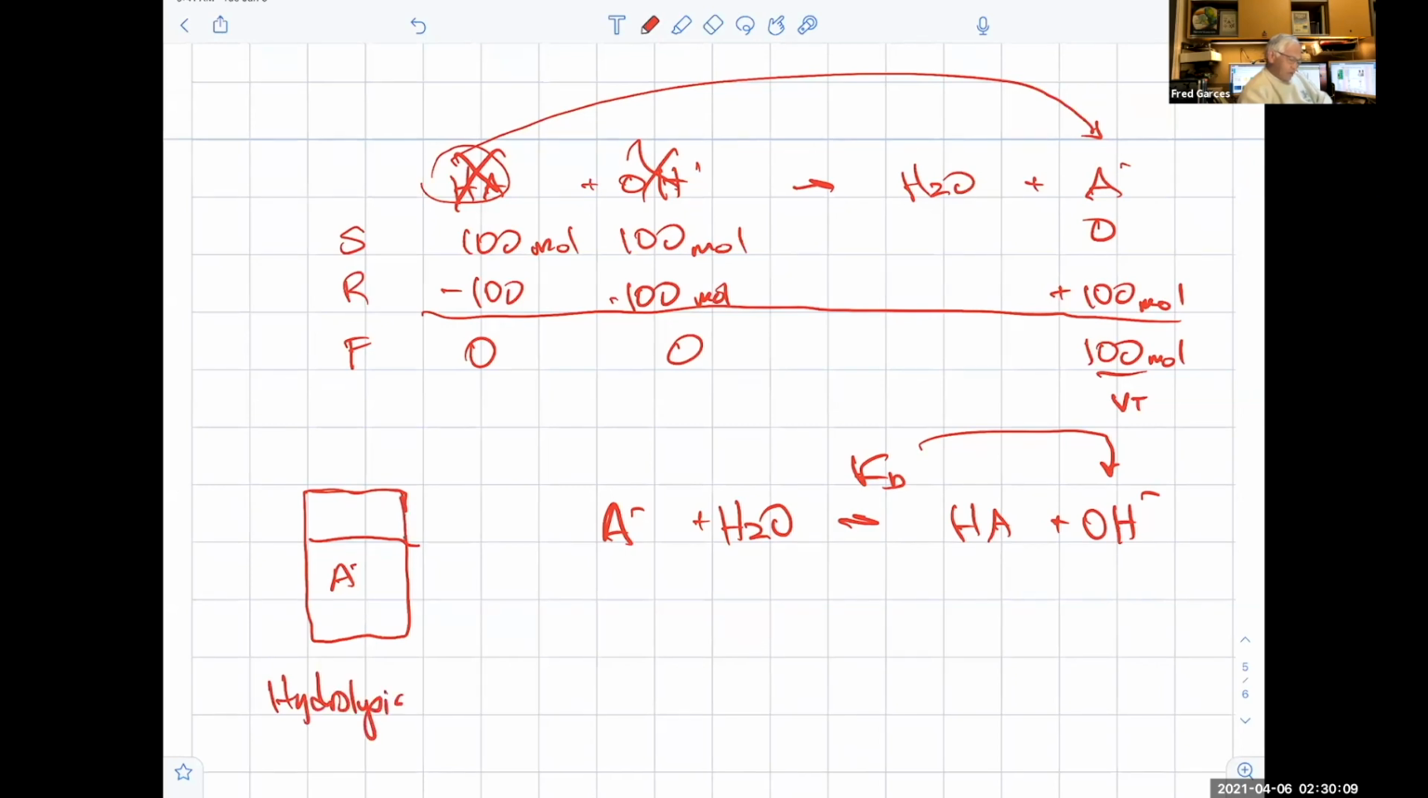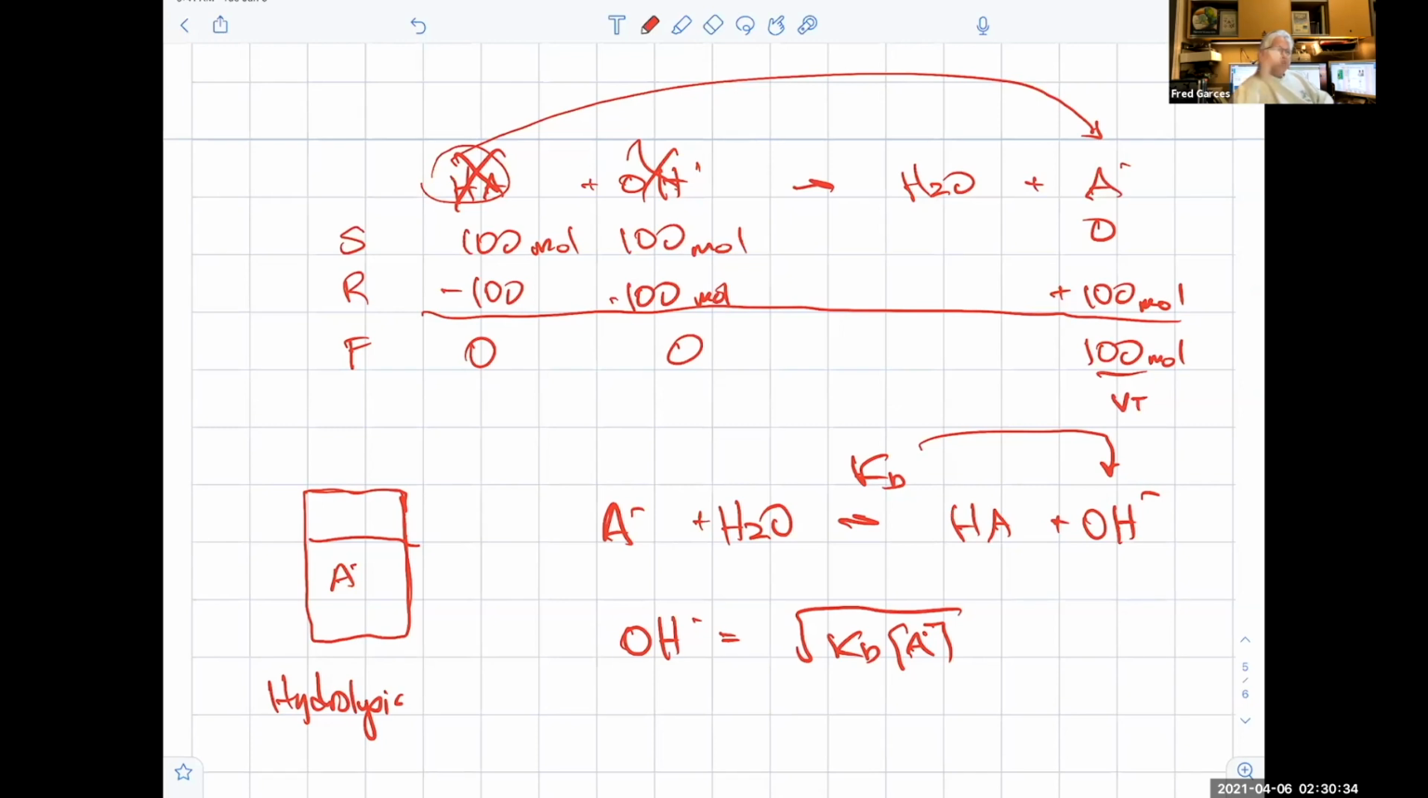And you know how to solve this, okay? It's basically the same as a weak acid, except now we're doing the base. The hydroxide ion concentration is equal to the square root of the Kb times the conjugate acid concentration. Don't bother with the ice table, just go straight to this. That's the way I teach it in my analytical chemistry course, okay?